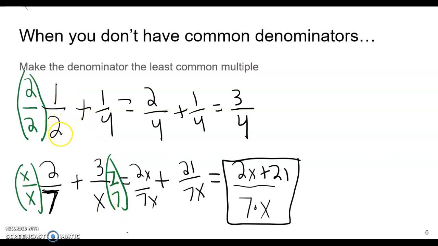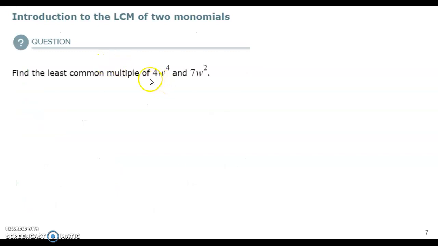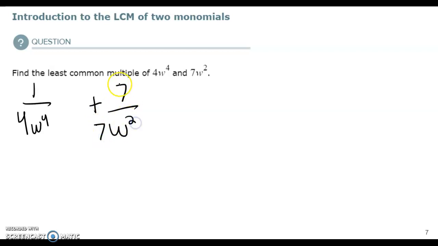What is the smallest number that both 2 and 4 go into? So we're going to practice that on these next few slides. Okay, so what's the least common multiple of 4w to the 4th and 7w squared? If we think of it, the least common multiple is what we'd use to make the least common denominator. In other words, if I showed you something like this, what would the denominators need to be?